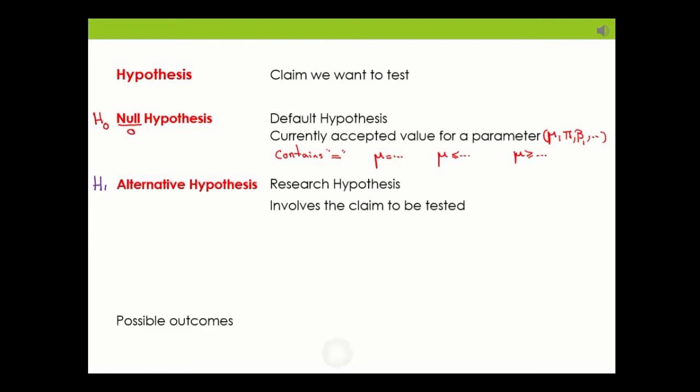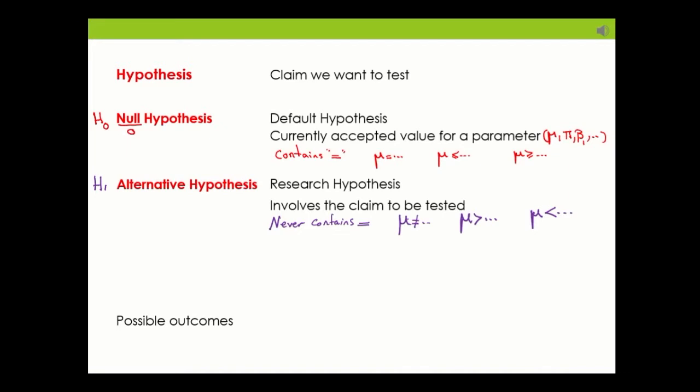So this one never contains an equal sign. So it can be mu not equal to the value. If the null hypothesis is mu equal to a value, the alternative one is mu not equal to that value. If the null hypothesis is mu less than or equal to a value, then the alternative one is mu greater than that value. And if the null hypothesis is mu greater than or equal to something, then the alternative one is mu less than that value.